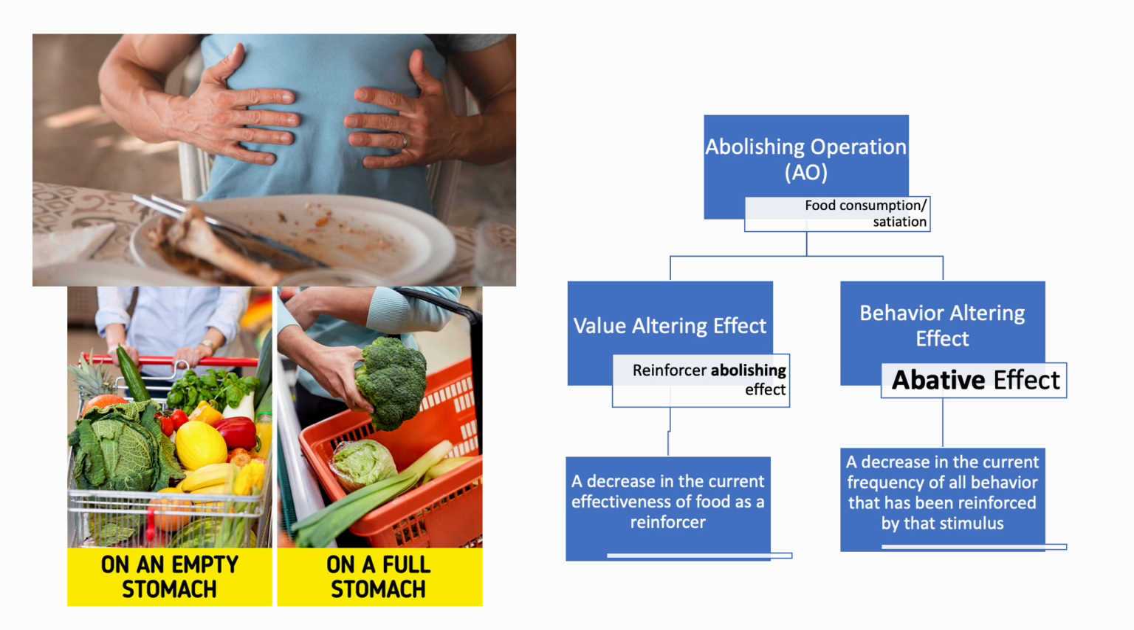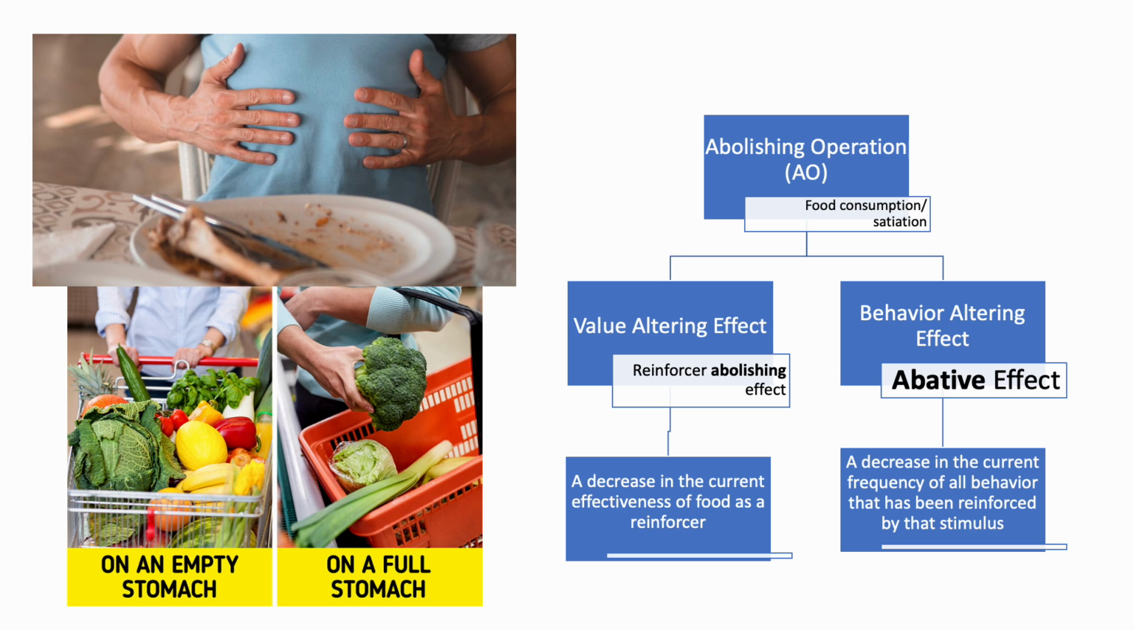So to put this into simpler terms, if you have recently eaten a ton of food, let's say you had a large plate of pizza, having consumed so much food serves as an abolishing operation, okay, which abolishes food as a reinforcer and abates behavior that typically results in you getting food. So you're not going to be going out of your way to pick up more food. If a friend invites you out to dinner, you're more likely to say no because you've already satiated that need for eating.